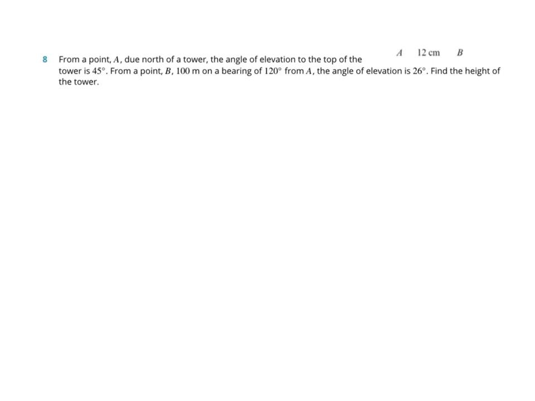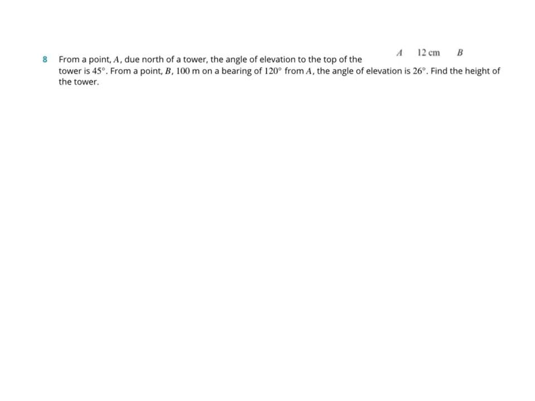Okay, from a point A, due north of a tower, the angle of elevation to the top of the tower is 45 degrees. From a point B, 100 meters on a bearing of 120 from A, the angle of elevation is 26 degrees. Find the height of the tower. So often with these types of questions, you've got to look at it as getting two scenario situations in terms of your drawings.